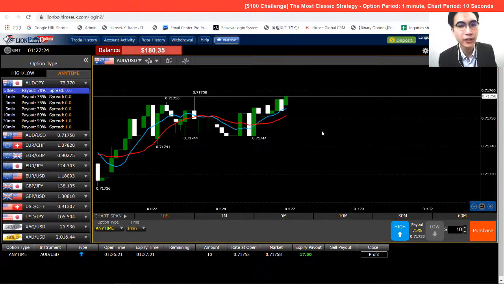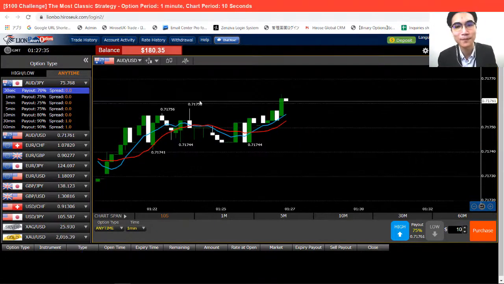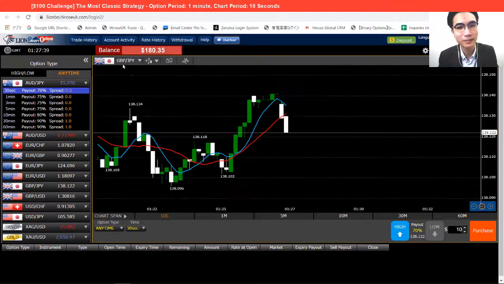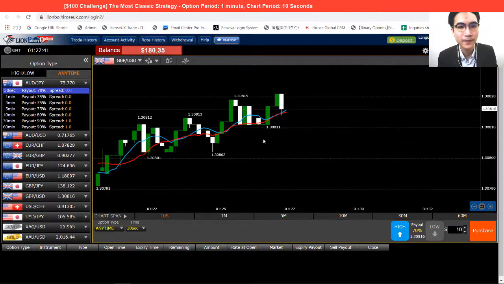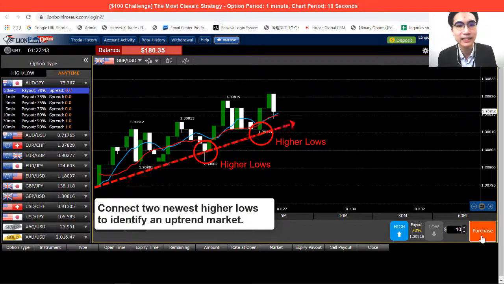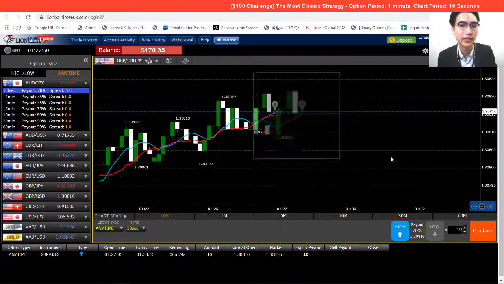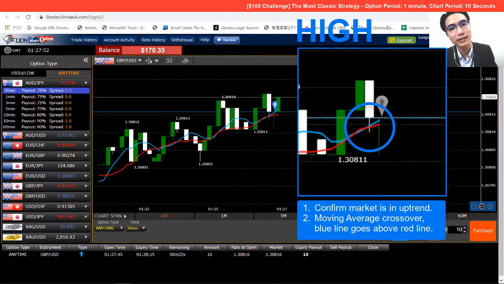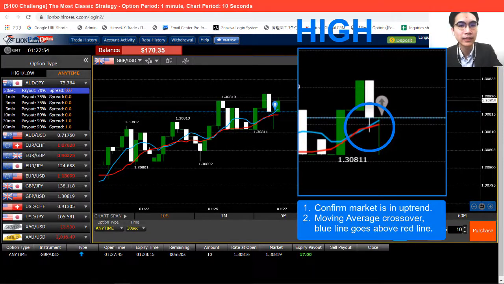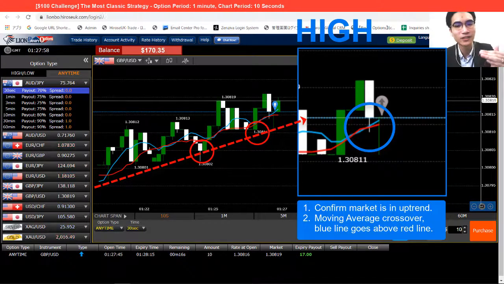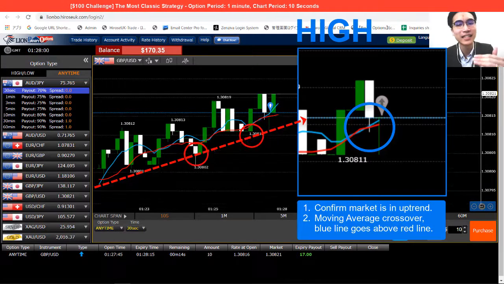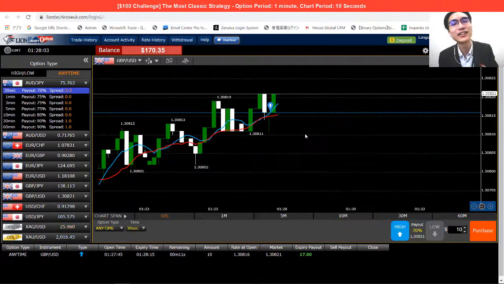The trade is finished, and then I will just fast forward a bit. I will just look for another currency pair here. Again, it's an uptrend, so I will place a high here. You see the 2 lines cross over, and the blue line is on top of the red line, and if I connect the higher lows, I can see an upward trend line, and that's why I opened a high option here.